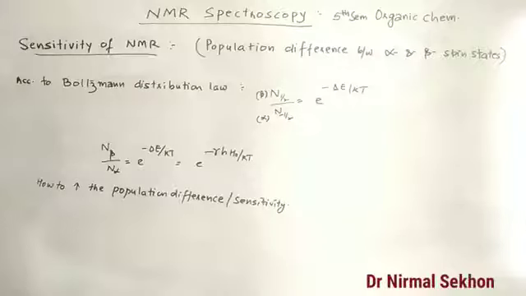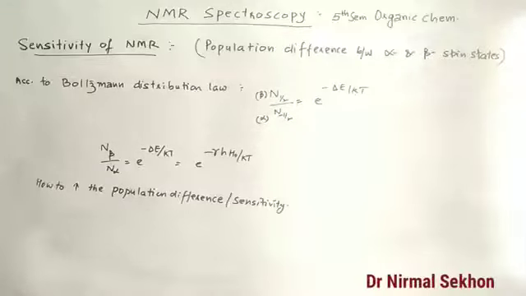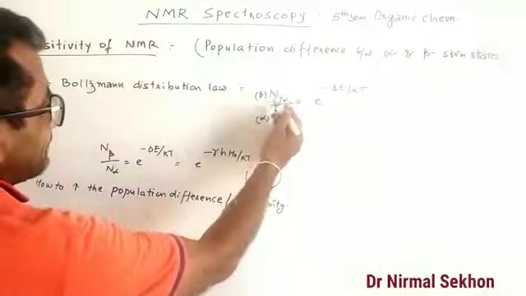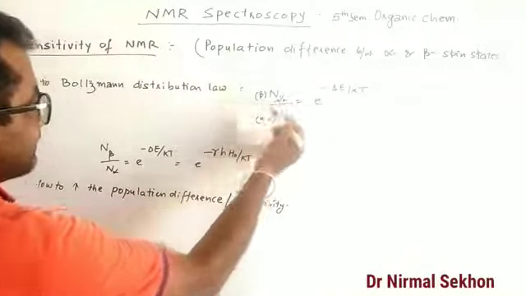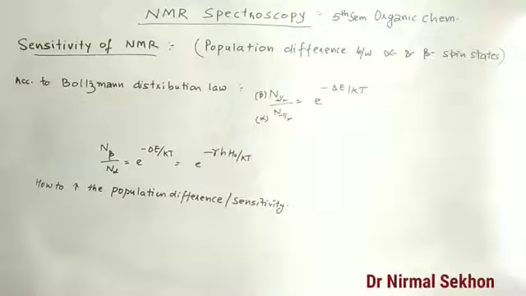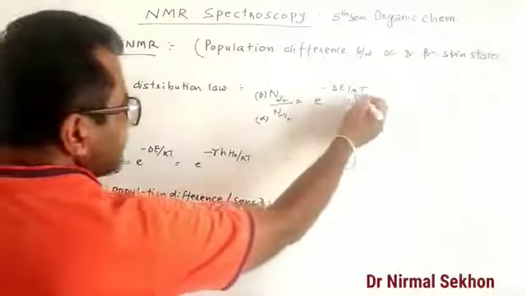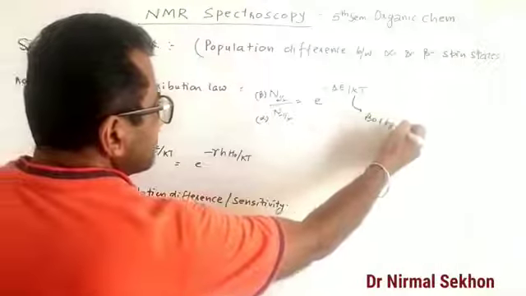So to increase the population difference, we must increase the energy gap. From this formula we can analyze and find the factors which affect this. Here you can see the Boltzmann distribution: n plus half over n minus half, that is n alpha over n beta, equals e to the power of minus delta E by kT, where k is the Boltzmann constant.